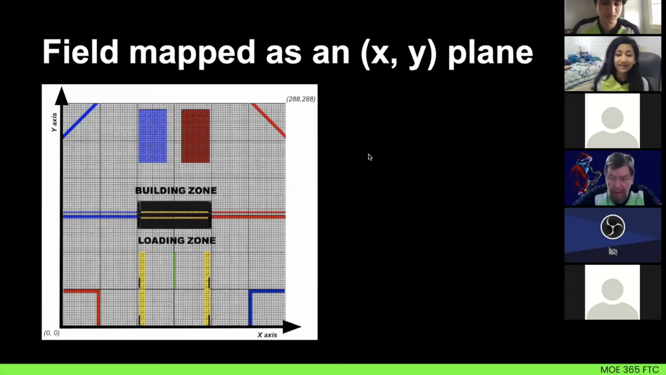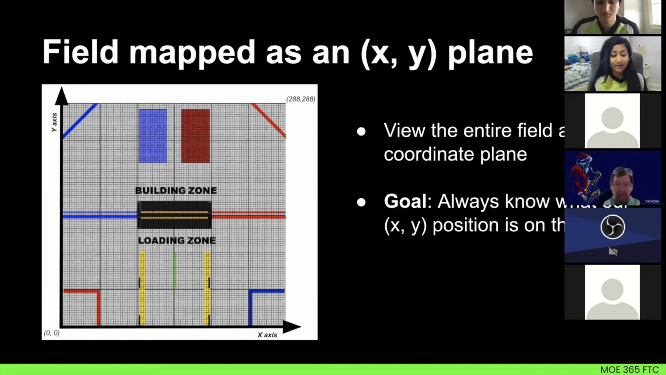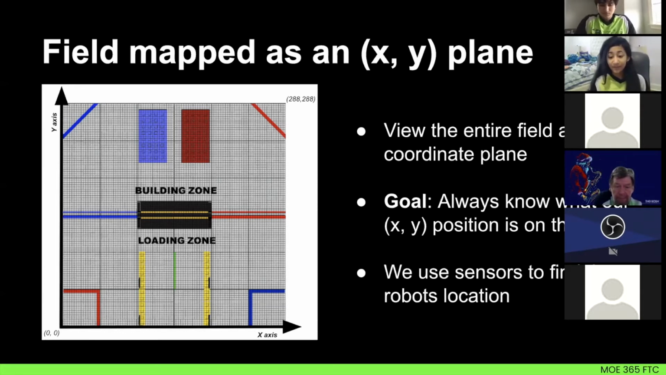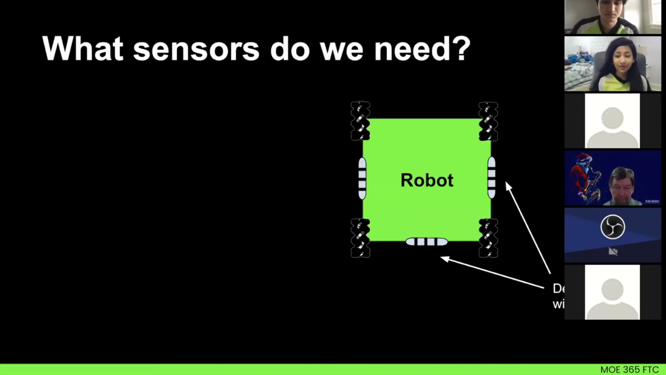So as you can see, this is a field mapped as an X and Y coordinate plane. What we want to do is imagine the FTC field as the coordinate plane and everything having its own X and Y position. And we want to use the sensors to find the robot's location. So now what sensors do we use?